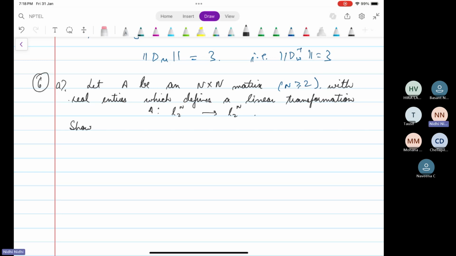Show that norm A square is equal to the supremum, x belonging to Rn minus 0, of x transpose A x by x transpose x.